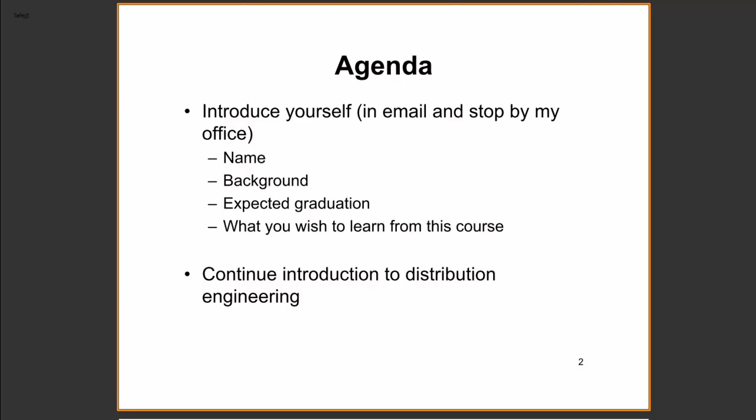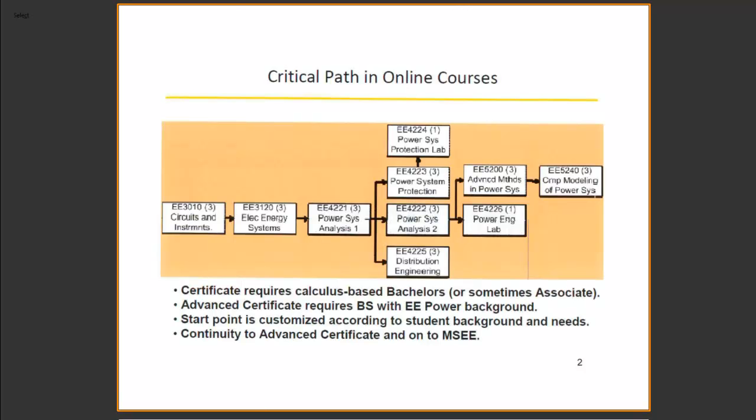And we will continue the introduction to the distribution system from the first lecture that I briefly talked about. This is a very important critical path for online folks who are going to get either the certificate, the advanced certificate, or even the master's degree. In this course we have 4225, which was originally registered as a dual number, 4225/5250. Now this is completely replaced with 5250.